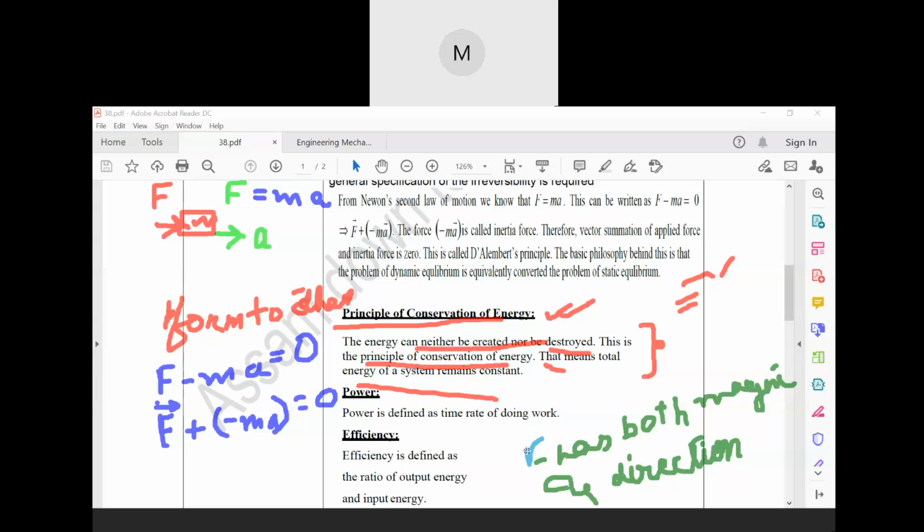Similarly, a also has what? Both magnitude and direction, right? Now if a also has both magnitude and direction, so we can give one.